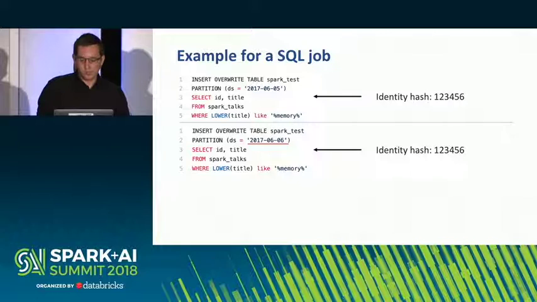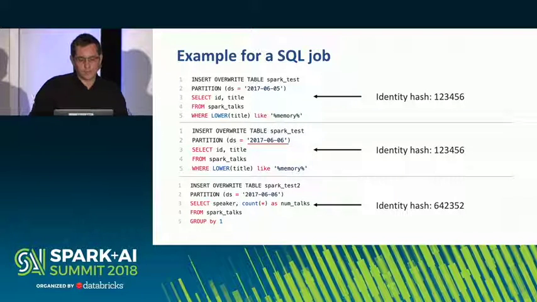But it's also possible that we will make significant changes to the query, and in this case we are inserting into a different table. And we are doing some group by. And this can actually change the CPU and memory footprint significantly. And that's why we are changing the identity hash of the job.